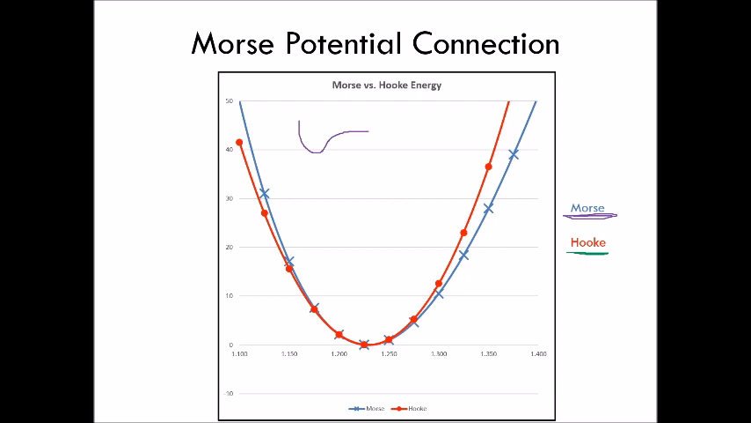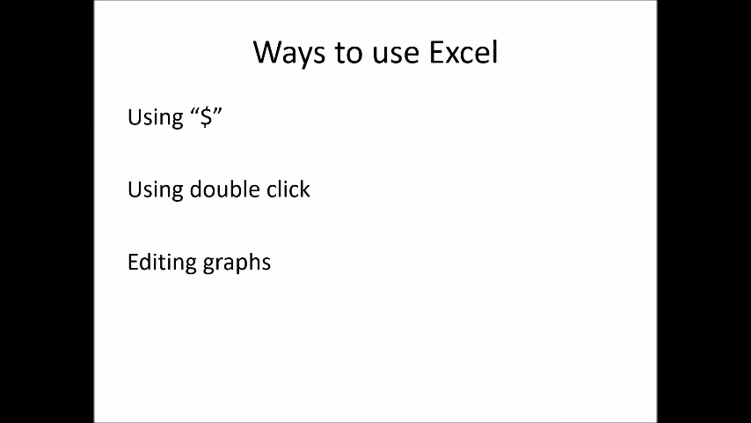The farther away that we get from R min, the more separation that we have here and the more error that we're going to get. So you need to make sure that you're really close to R min in order to use Hooke's law.